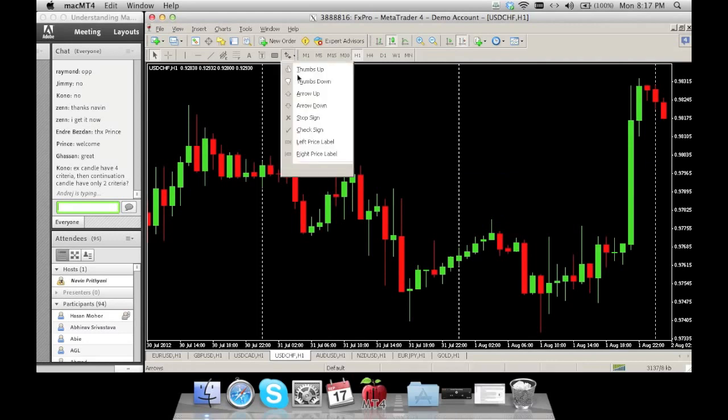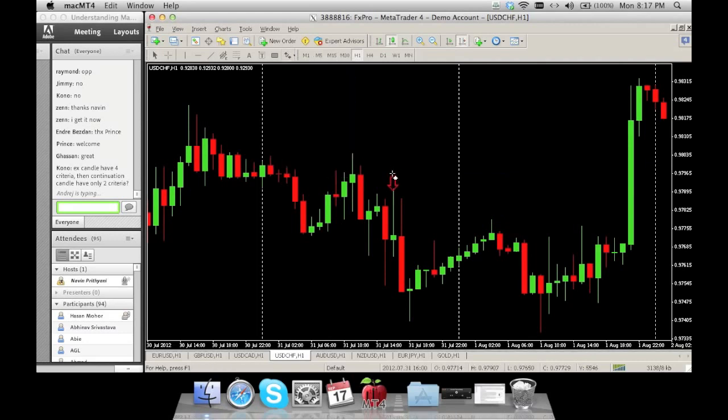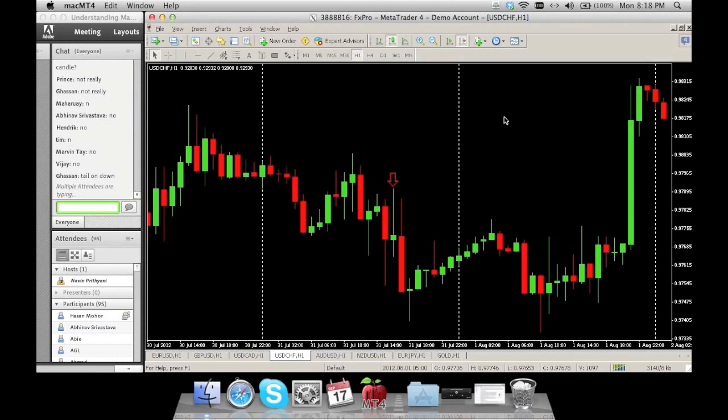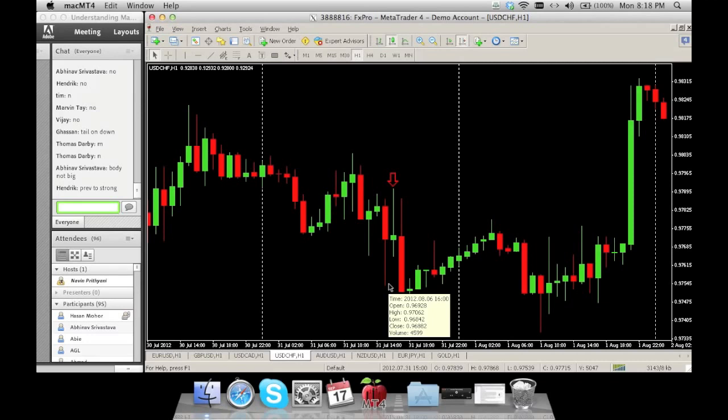Now, is this a trend continuation pattern? Okay, not really, no. Good, very good. Not a trend continuation pattern. First of all, the immediately previous candle, forget the body and everything, previous candle, way too big. Okay, Hendrik, very good. Okay, moving on forward.